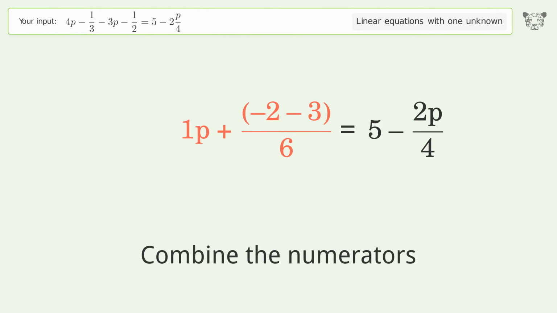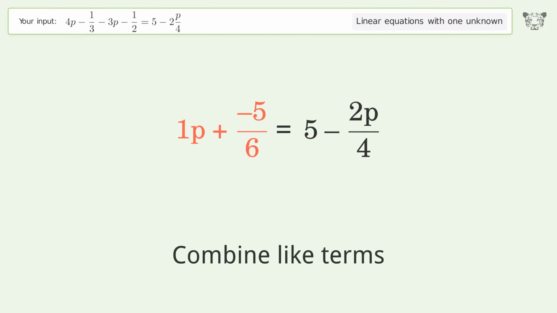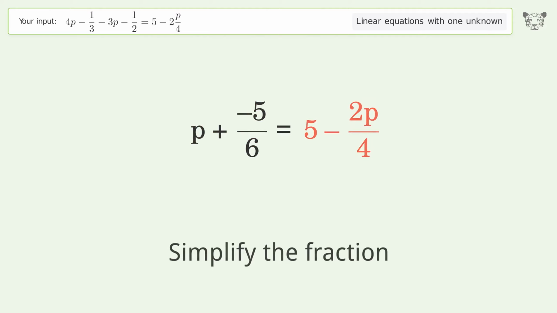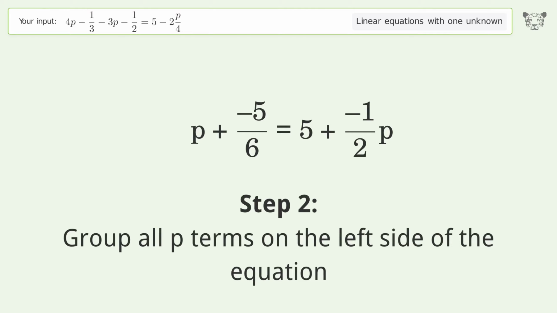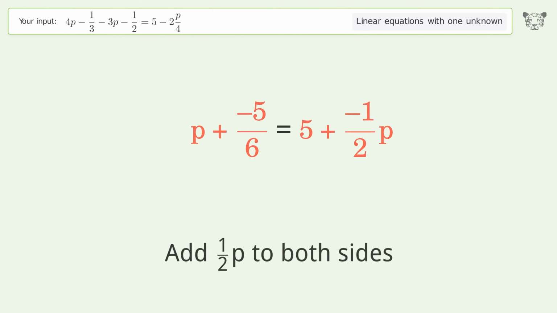Combine the numerators. Combine like terms. Simplify the fraction. Group all p terms on the left side of the equation. Add 1/2p to both sides.